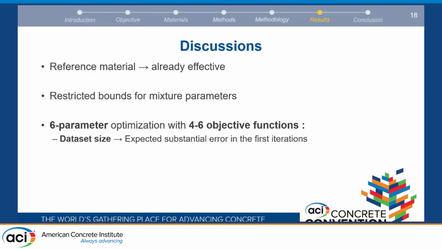But overall, we can see that for a 6-parameter optimization with 4 to 6 objective functions, we can expect a substantial error, especially considering the dataset size of the design of experiments. We can expect a substantial error in the first iterations, but we can see in this study that with this methodology, the predictions get progressively better along the iterations.